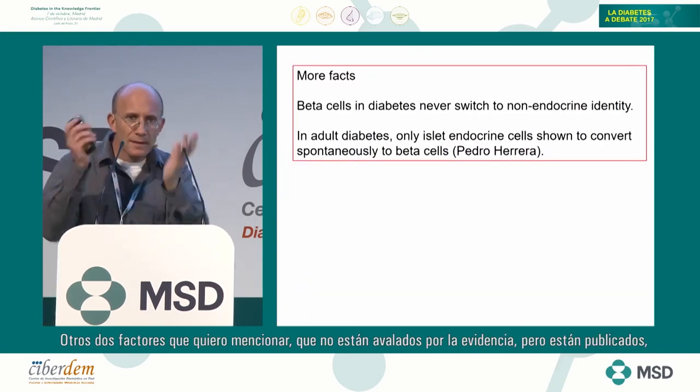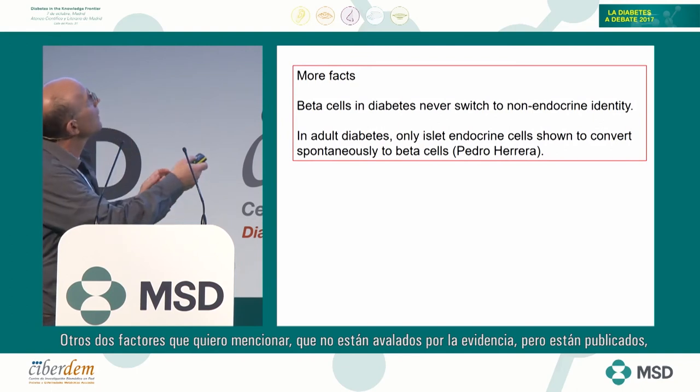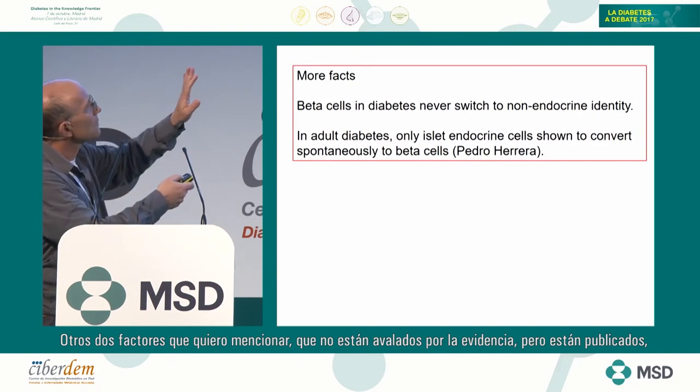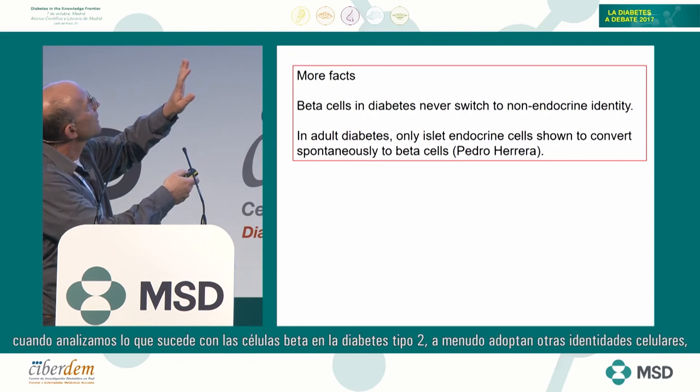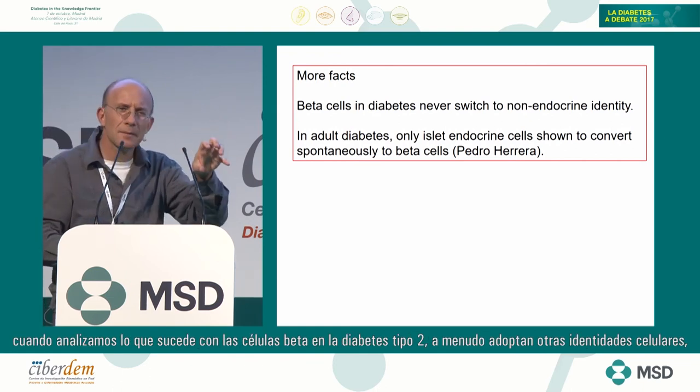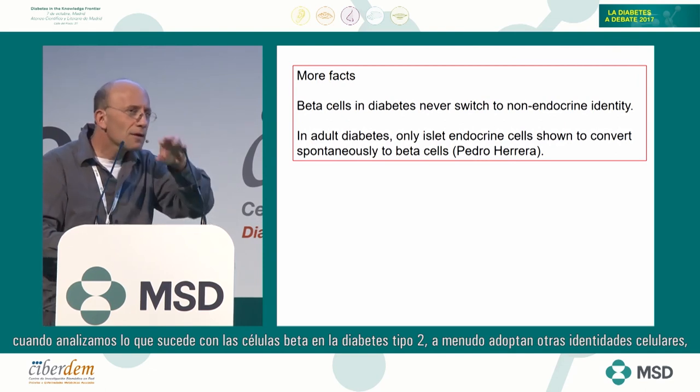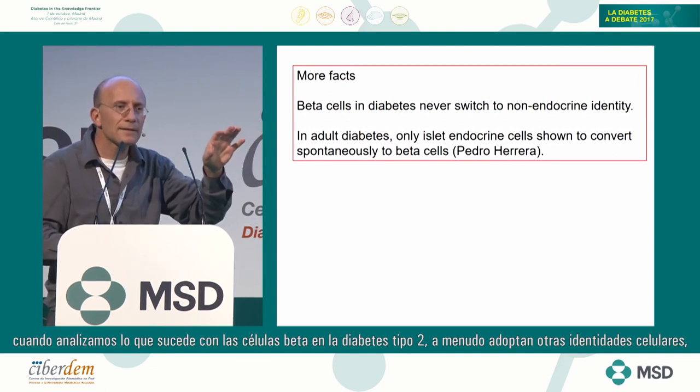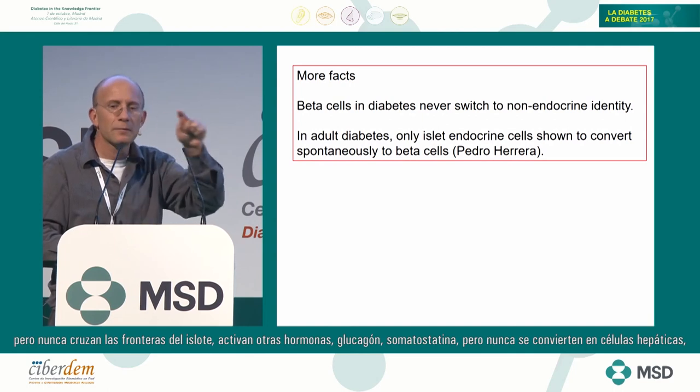I want to add two more facts and then summarize it all with a model. The two more facts, which I'm not supporting by evidence but are published, are that when we look at what happens to beta cells in type 2 diabetes, they often adopt other cell identities, but they never cross the islet boundary.